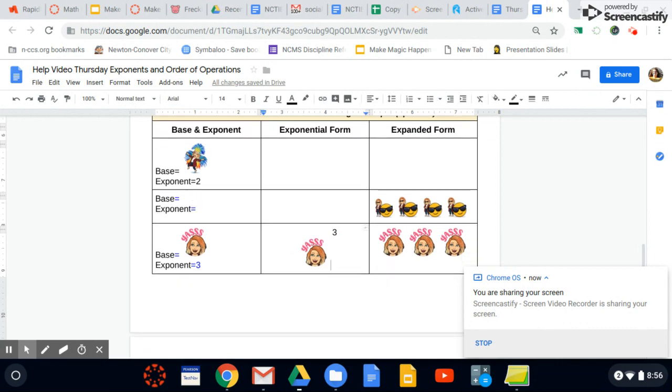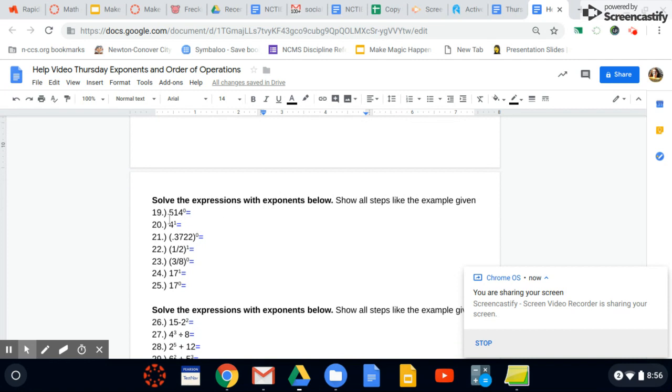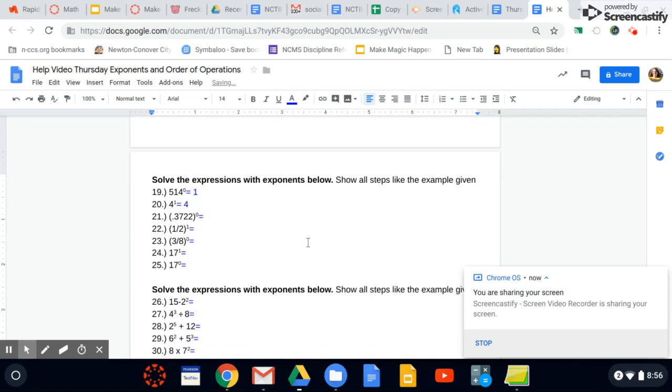So, scrolling on down, this next section, if you're following the rules that were given in your notes, it shouldn't be any issues. Anything to the 0 power equals 1. Anything to the first power, like in number 20, is the base. And the base here is a 4. So make sure you're using those notes to your advantage because they can be very helpful.